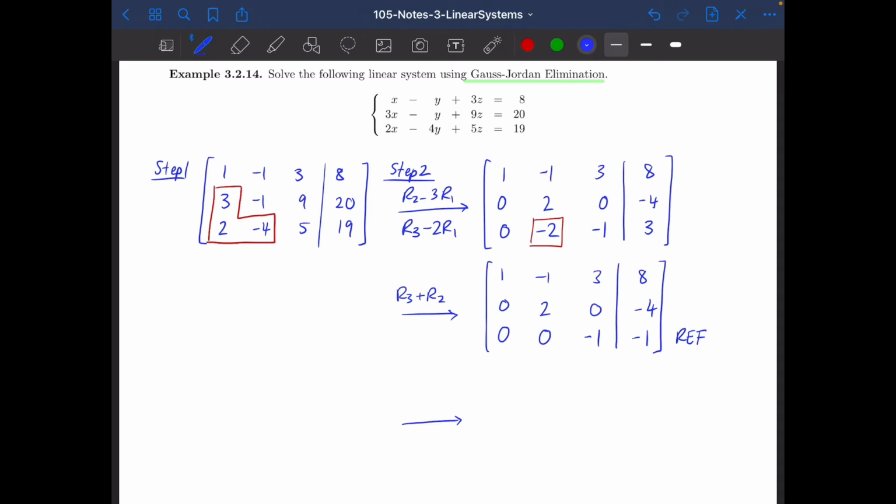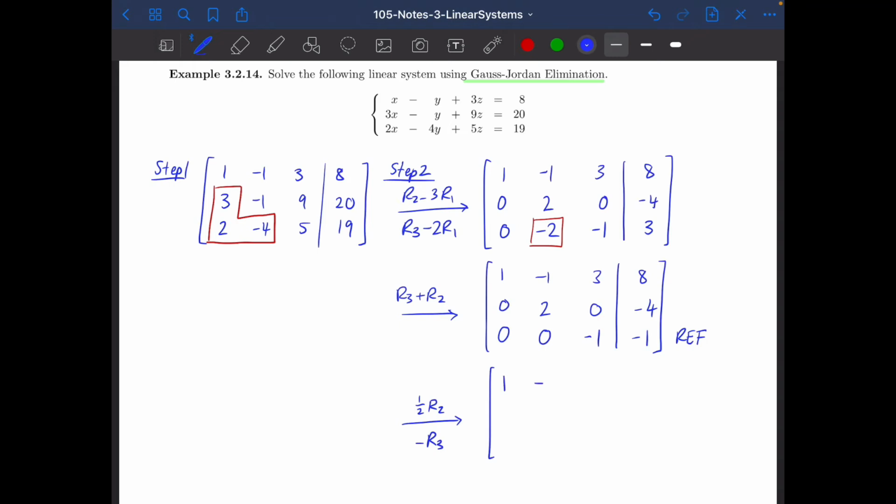With the help of the elementary row operation 1/2 row 2, we'll be able to replace that 2 with the leading 1. And in the same way, in the third row, the leading entry is currently a minus 1. We want a leading 1 there. So if we use the elementary row operation minus row 3, we'll get a 1 there as well. So let's do those two elementary row operations.